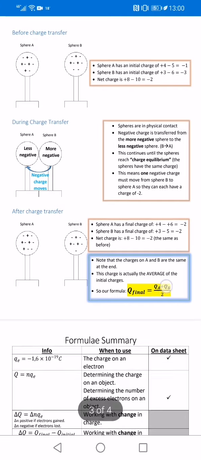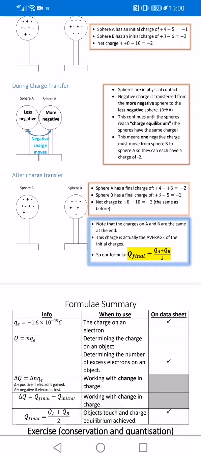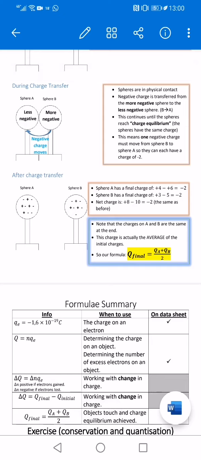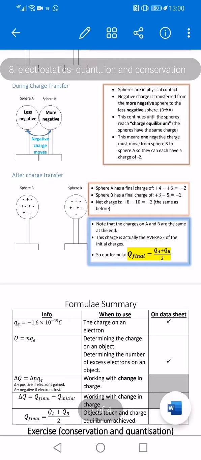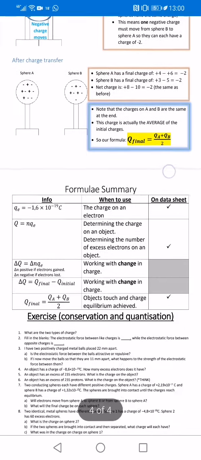So that's where we get our next formula, the conservation of charge formula, which says that the final charge is equal to the average of the two initial charges. You add them together, you divide by 2. And this formula is on your data sheet. Okay.